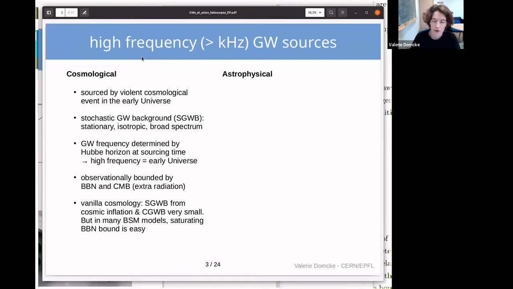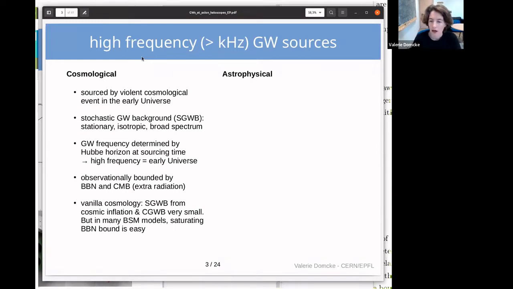I'll talk a little bit more in a second about the types of amplitudes, or the signal strength, that we can expect, and also the frequency dependence that we can expect. One thing to emphasize is that in vanilla cosmology, meaning in the simplest cosmological models that we have, we do not have a clear prediction for this. Or, the prediction that we have is something which is going to be very small and very difficult to detect.